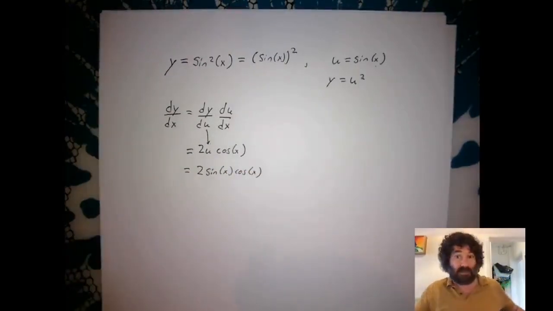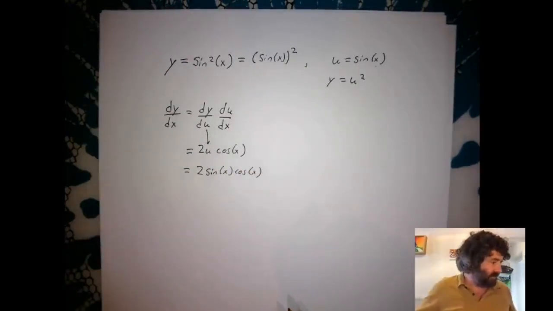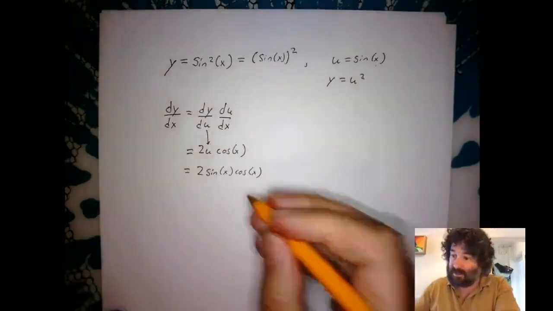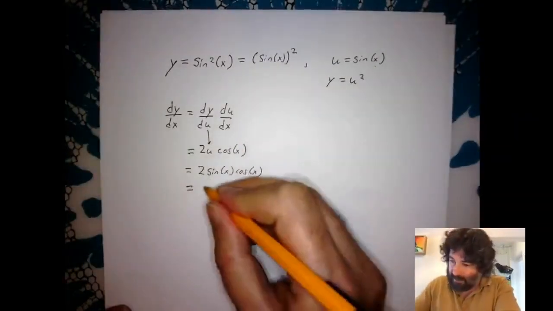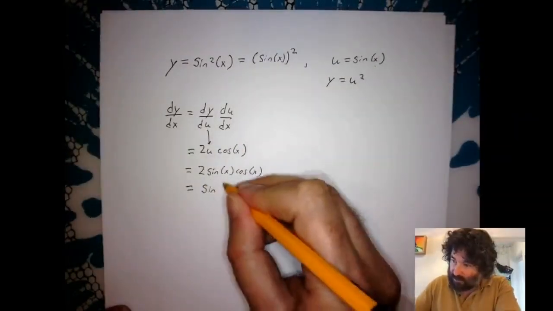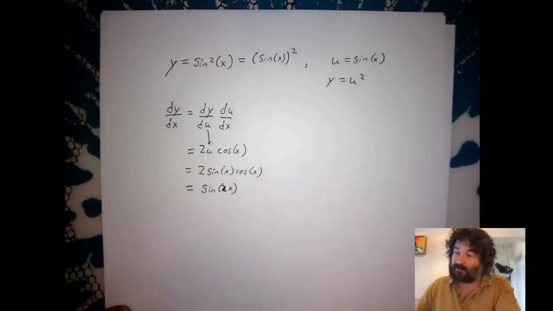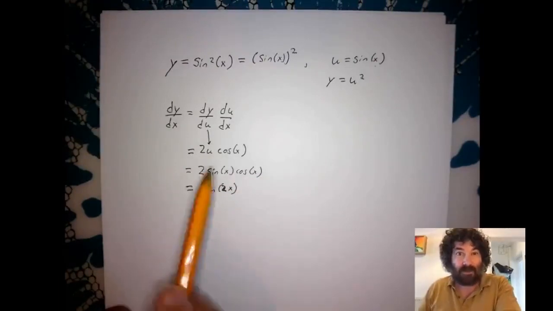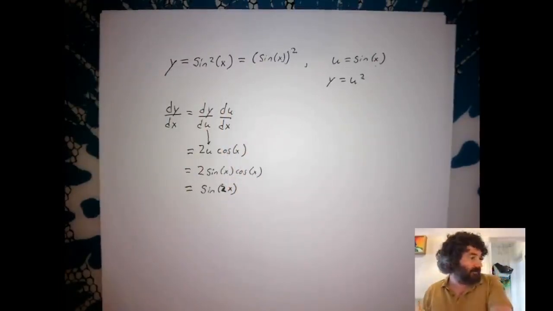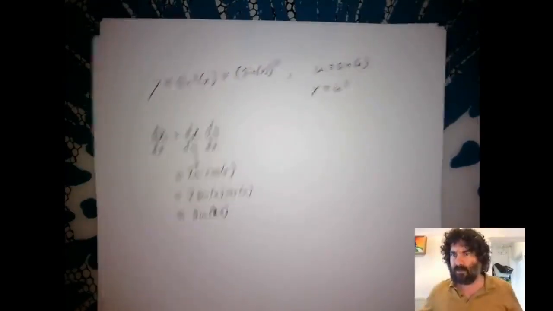And there is a trig identity, which you may or may not remember. This one is not quite as basic as the Pythagorean identity from last time. It's the double angle identity for sine. So this is also equivalent to sine of 2x. So the derivative of sine squared of x is sine of 2x. All right, so that's one example with the chain rule.